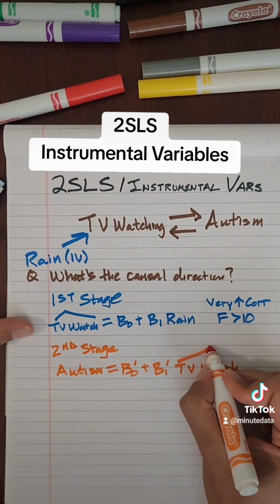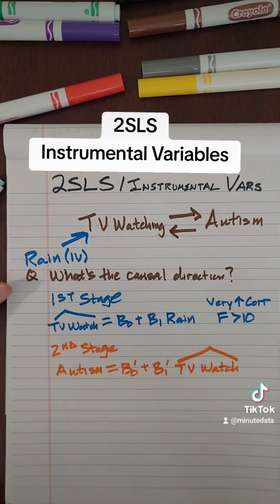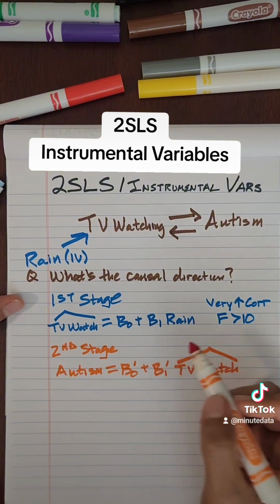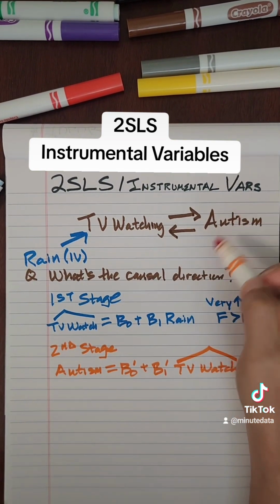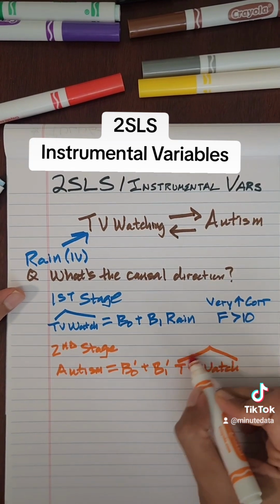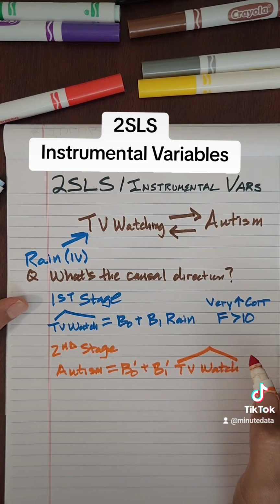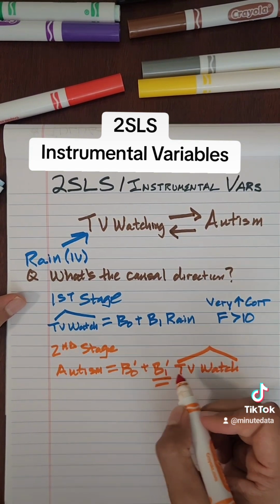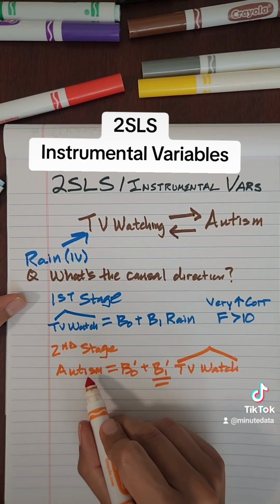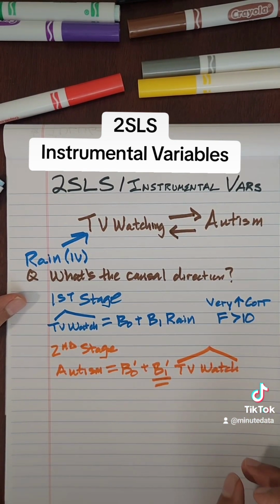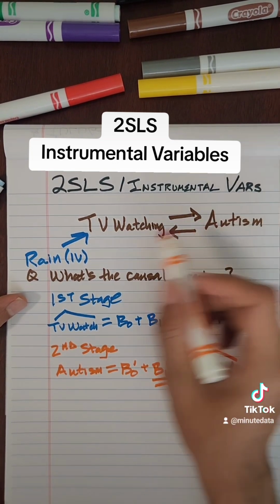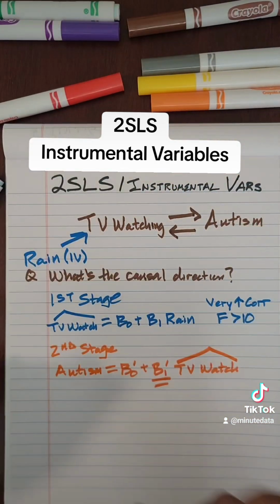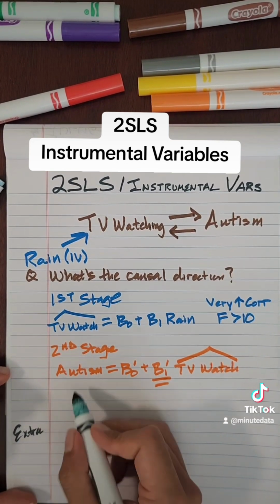The key here is you're using the predicted value, and this predicted value is entirely driven by the rain factor, not necessarily other factors that may be correlated to both TV watching and autism, since you are indeed using the predicted TV watching. Hence, this beta 1 coefficient right here will give you an approximation for the relationship between TV watching and autism, removing any third factor that might correlate with both, because you're looking at TV watching purely driven by rain.